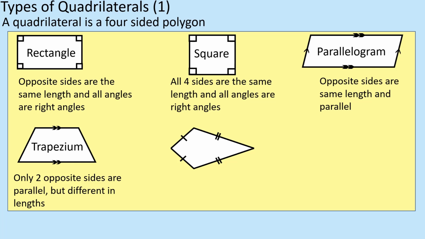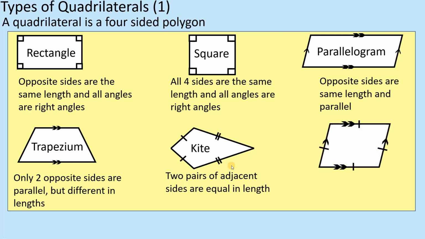And then you have, well, you might recognise that one. That's a kite. It looks like a kite as well, isn't it? What you've got is these two sides are the same length, and these two sides are the same length. Two pairs of adjacent sides are equal in length. And it tends to be the case that if you cross here and cross here, they cross at right angles as well.